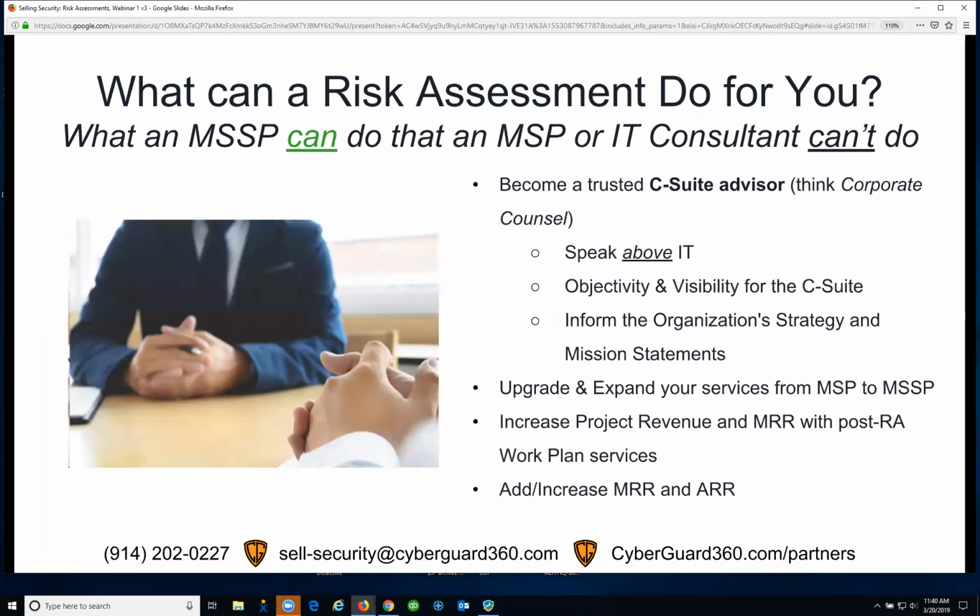So what can a risk assessment do for you? We talked a little bit about that a moment ago. But what an MSSP can do, MSPs and IT consultants can't. And it doesn't mean that because MSSPs are smarter or they're better. It's because they're viewed differently.